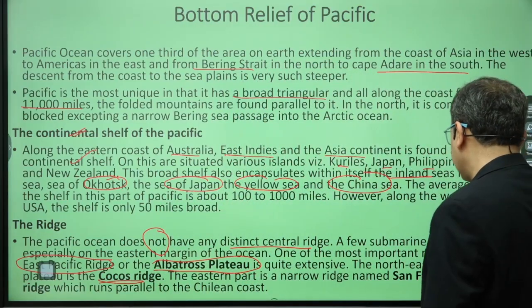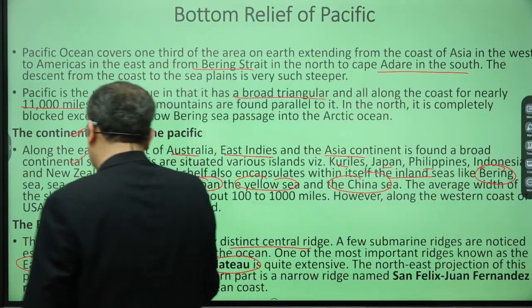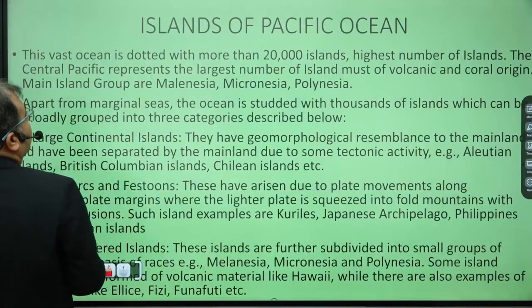दो ridge उधर हो गया. The northeast projection, that's it. इससे ज़्यादा हमें नहीं करना है. Parallel to the Chilean coast. That's what we are looking at. That's what you will be depicting on that.